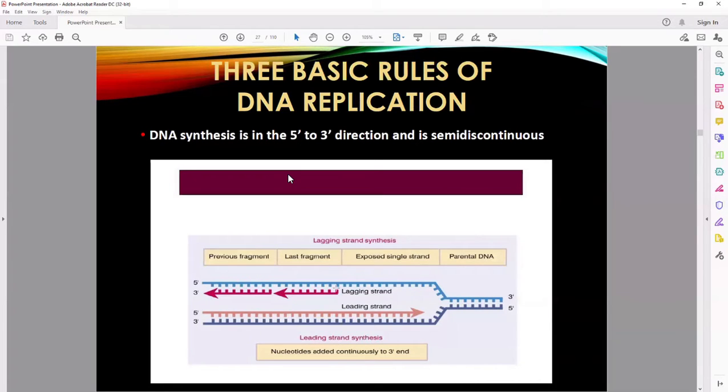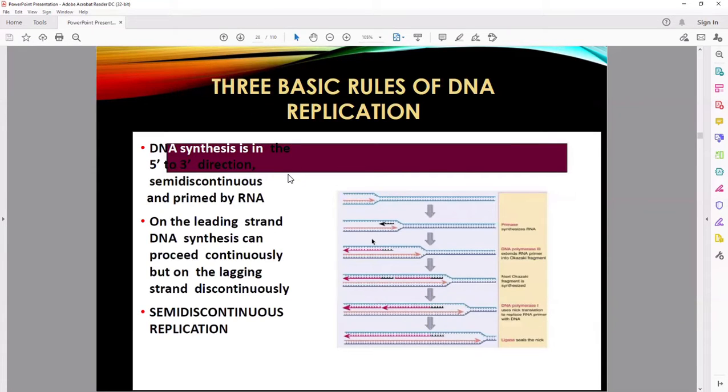But the lagging strand is synthesized discontinuously because we need new primers, primers that help to add nucleotides into the DNA strand. Any questions? Now you have semi-discontinuous and 5' to 3' direction, and you also have the lagging and leading strand. So we know that DNA synthesis is in the 5' to 3' direction, semi-discontinuous and primed by RNA.